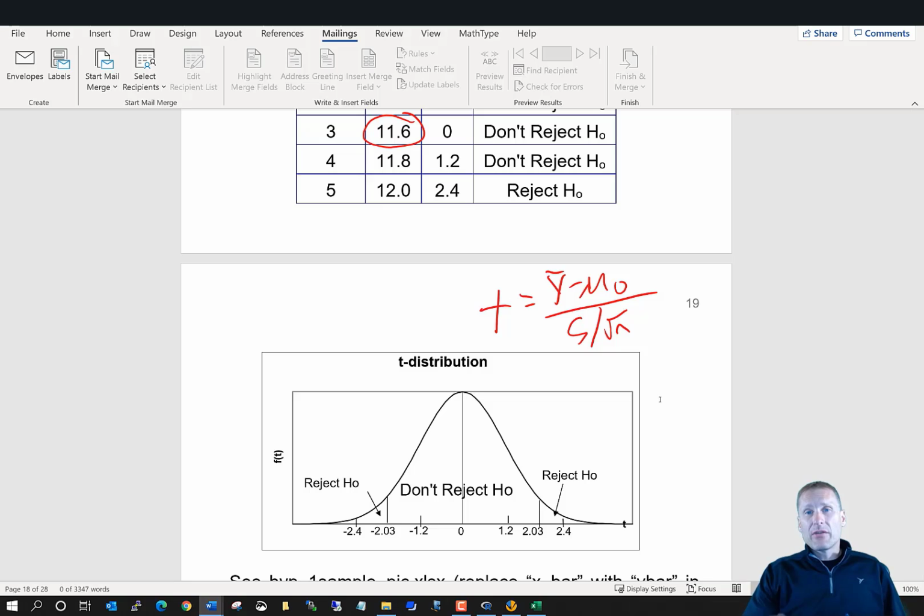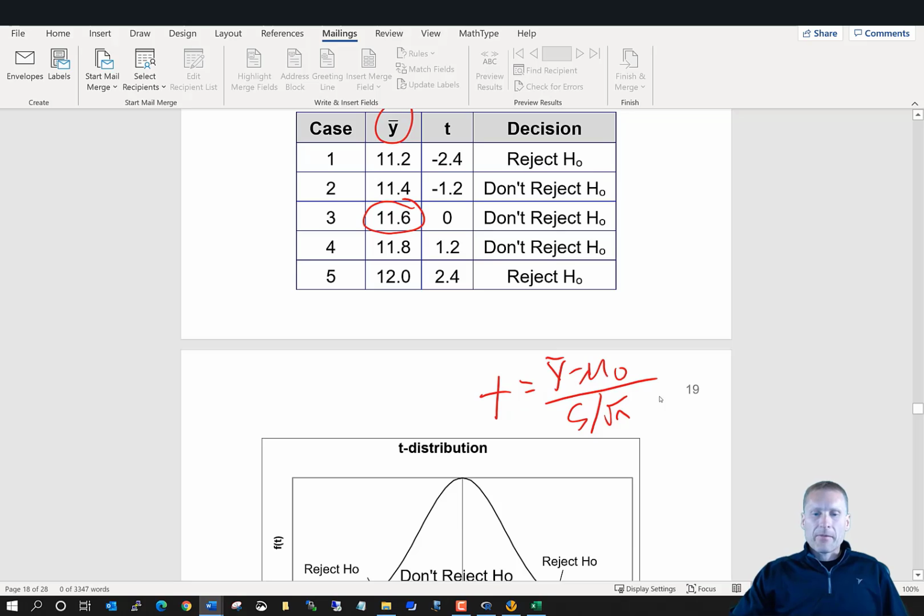And again, think of it from an intuitive standpoint. If your sample mean is exactly the same as what you're hypothesizing your population mean to be, is the sample giving you any evidence that the population mean is anything different from 11.6? Well, no, it doesn't. So that's why your test statistic ends up being 0, and you're right in the middle of the distribution. Okay, so when we had y bar equal to 11.5, we're getting a little bit farther out from the middle of the distribution, and we get a test statistic of negative 0.6.